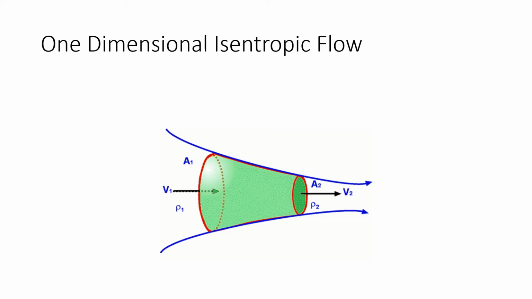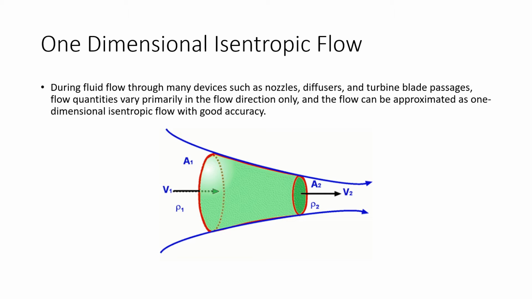So, 1D isentropic flow. One-dimensional flows can be categorized as what you see in this diagram here. What it means is basically the properties do not change in the y and z direction. It only changes in the x direction. For example, you can see here at the inlet we have A1, V1 and rho 1, and at the outlet A2, V2 and rho 2.